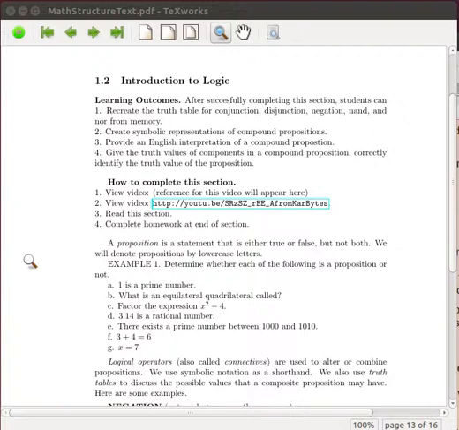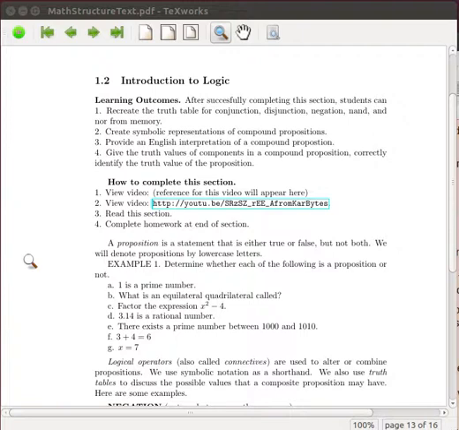So let's look at these examples to see if we can identify when we've got a proposition. One is a prime number. Now that's a statement that's either true or false. In this case, that statement happens to be a false statement. One is not a prime number, but that statement is a proposition.